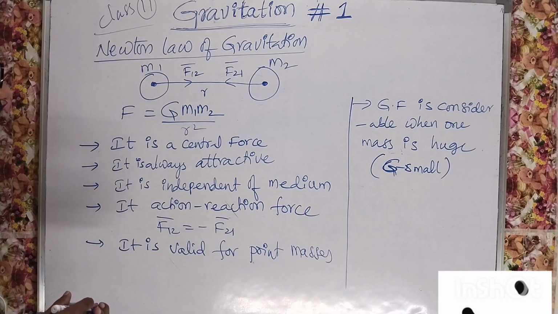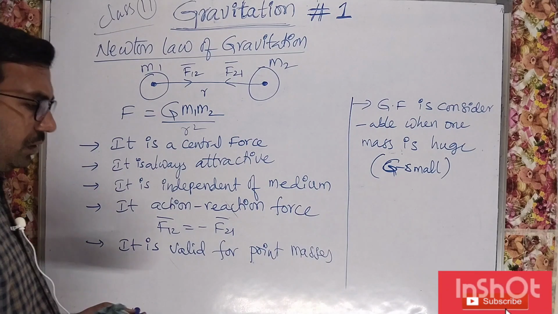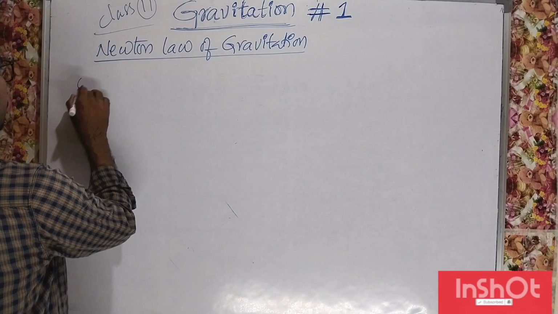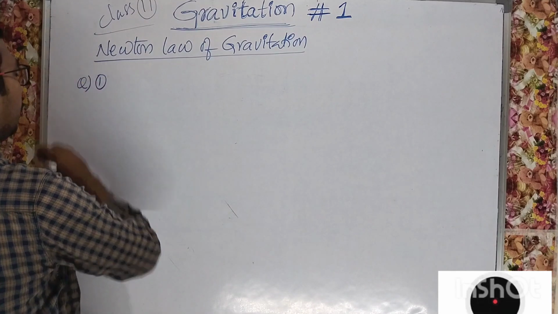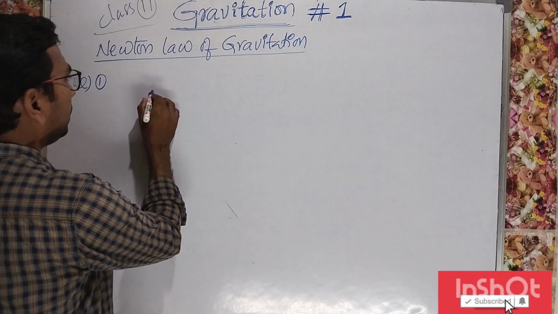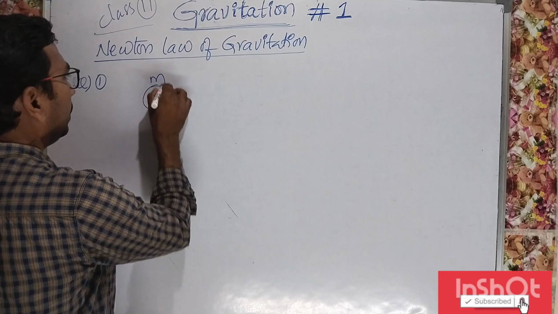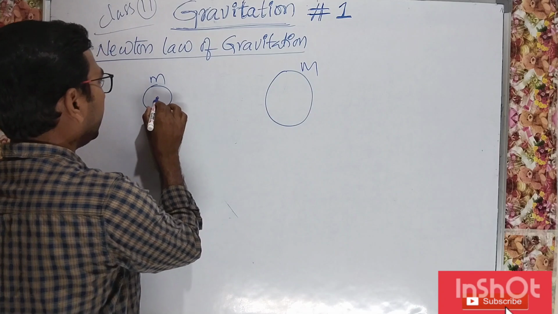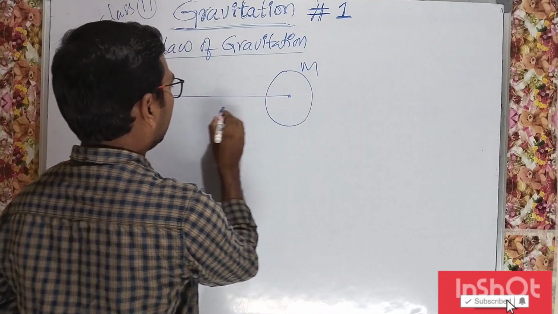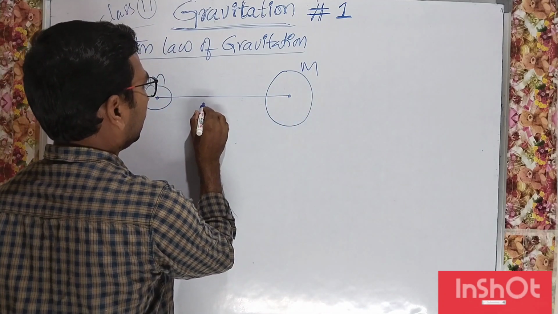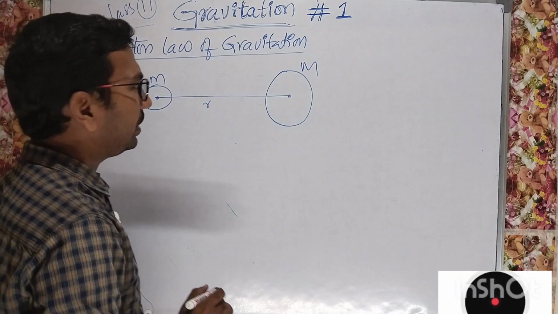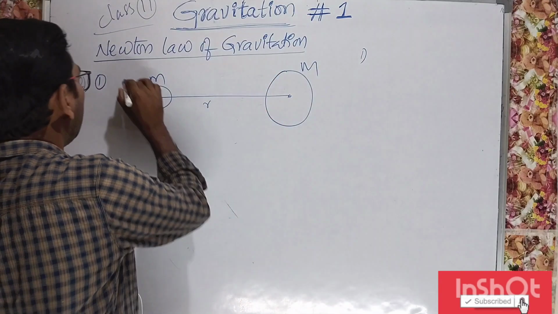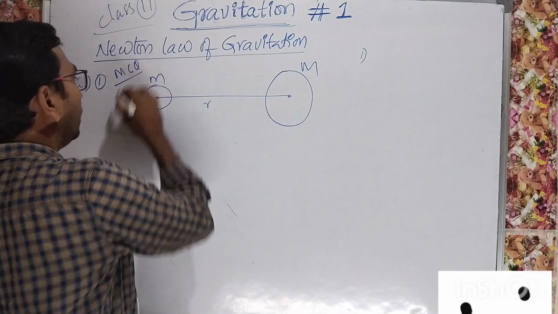So I will make you feel it, one by one. We can discuss some problems. Question number one. Here two bodies are there. One is mass small m and another is mass capital M, separated by a distance R. Here I am asking, this is an MCQ question.